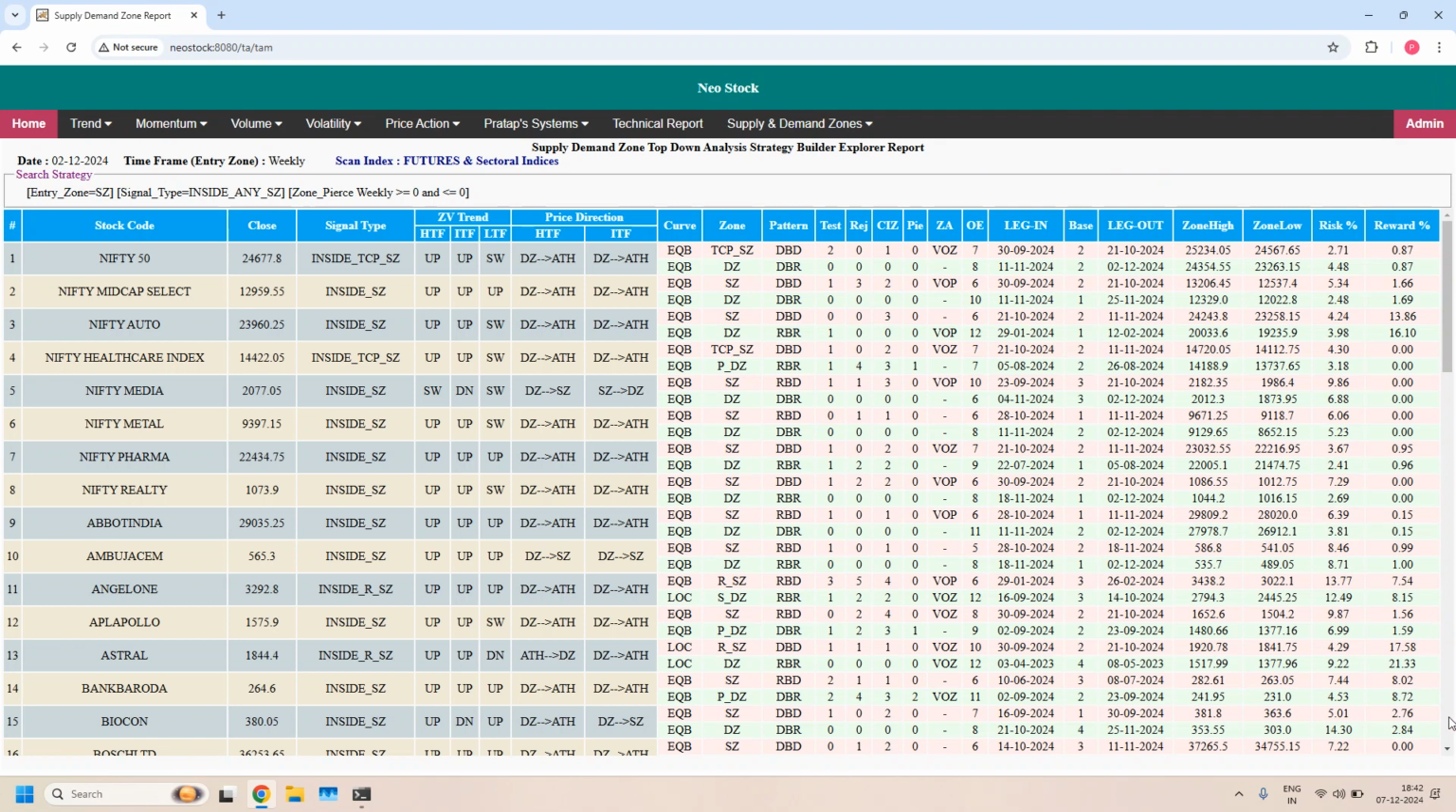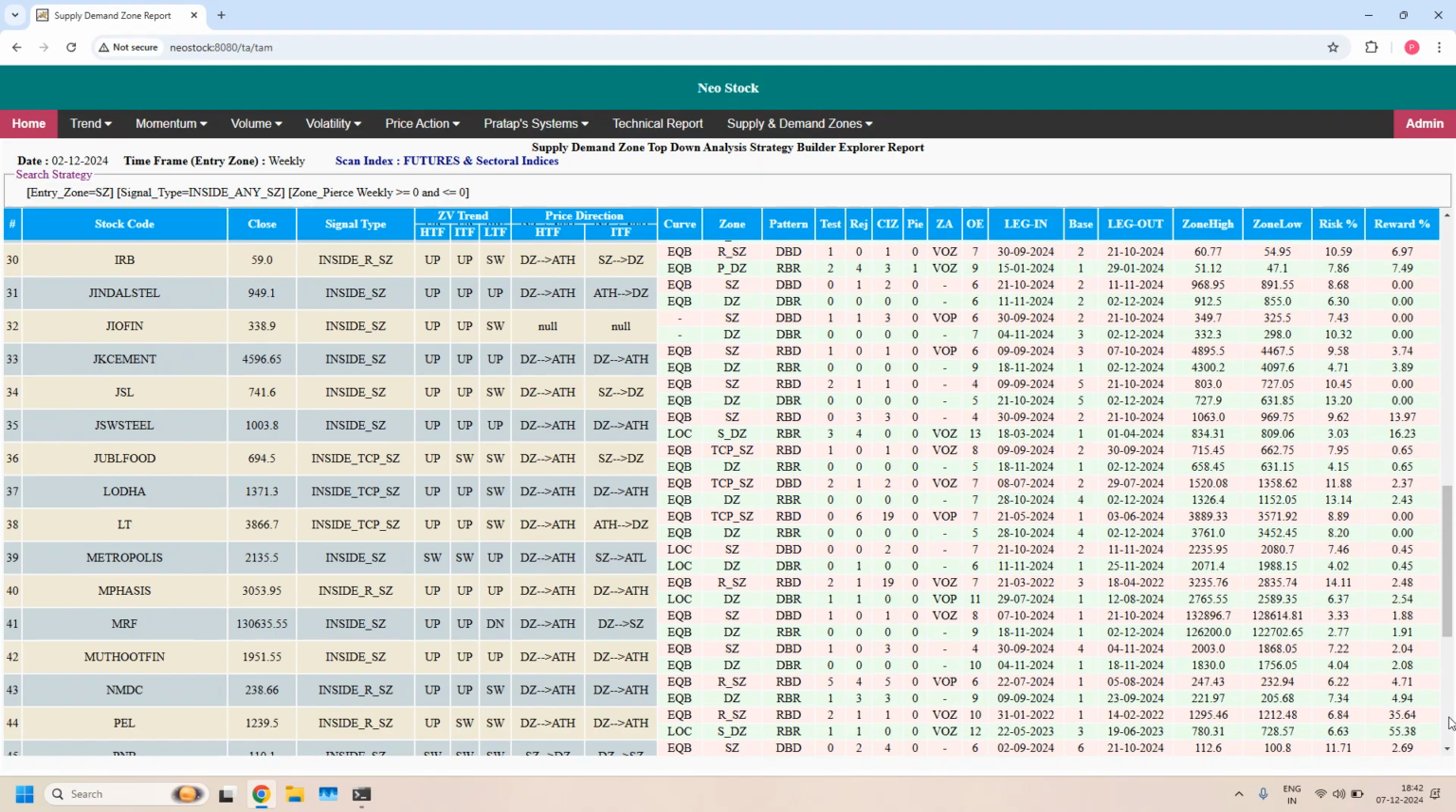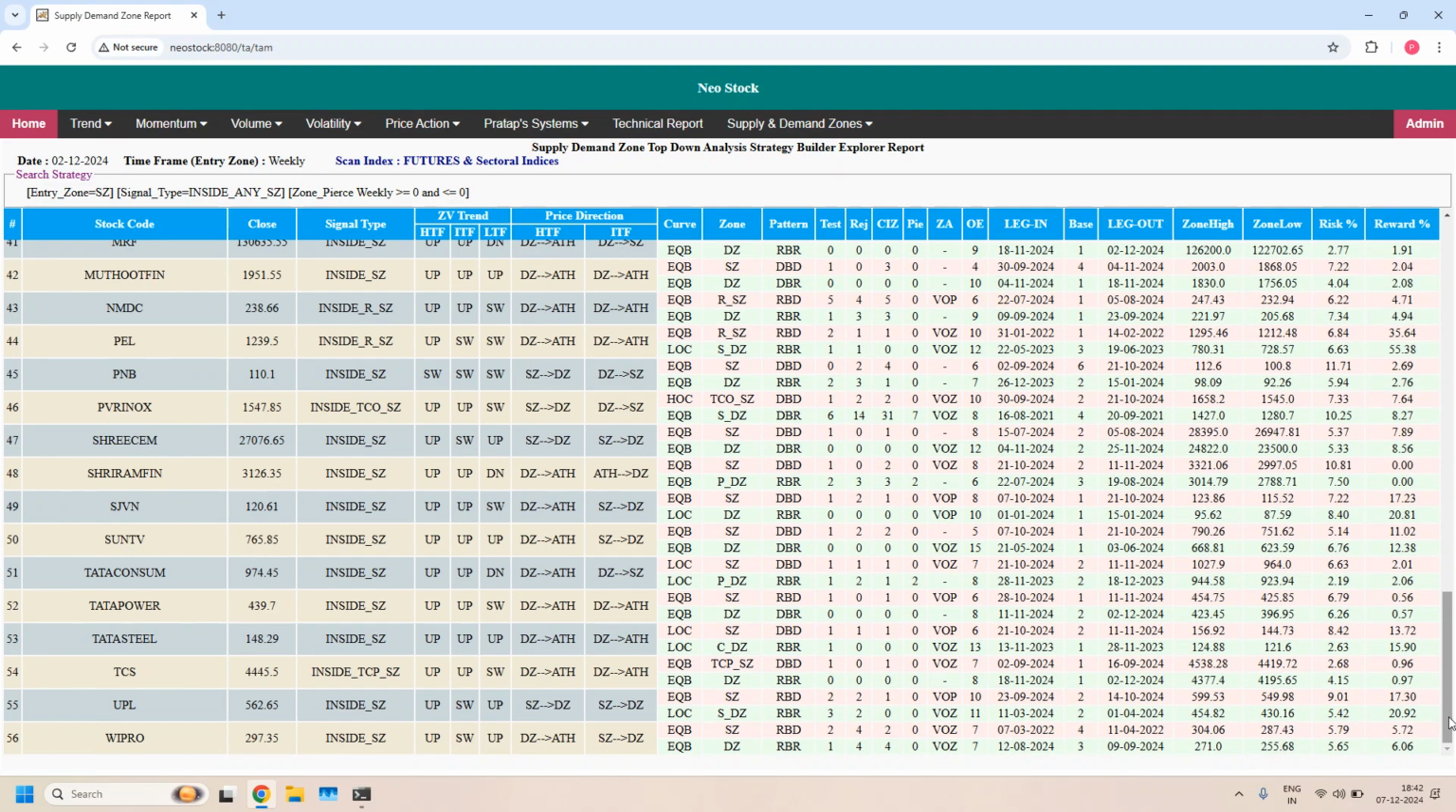I am scrolling the list down. So total 56 stocks are filtered where price closed inside these weekly demand zones. Check if any of these stocks are having newly created zones. Sometimes they might be violated because of those newly created demand zones. We got a big newly created zone list is also available.